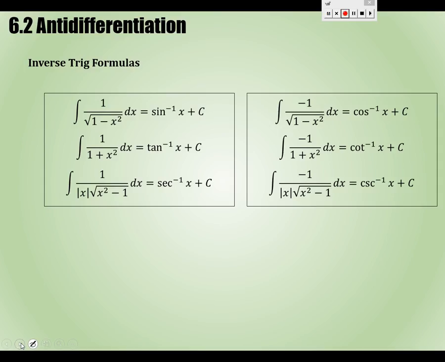So I need you to start being aware of how these are going to look out in the wild, right? If we see something that has trig functions in it, maybe you're like, oh, I'm going to need to pull on my trig now. But if you see something that's the integral of 1 over the square root of 1 minus x squared, you might not be thinking trig right away.